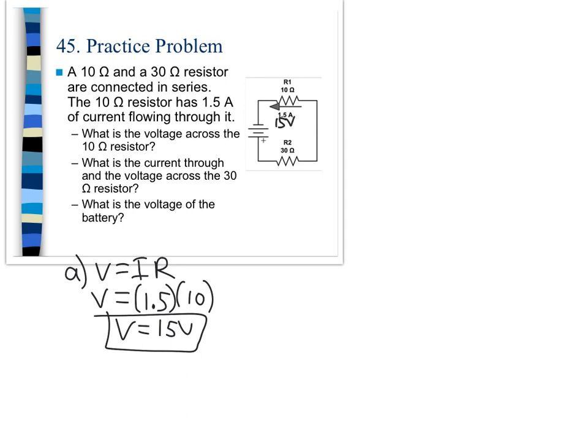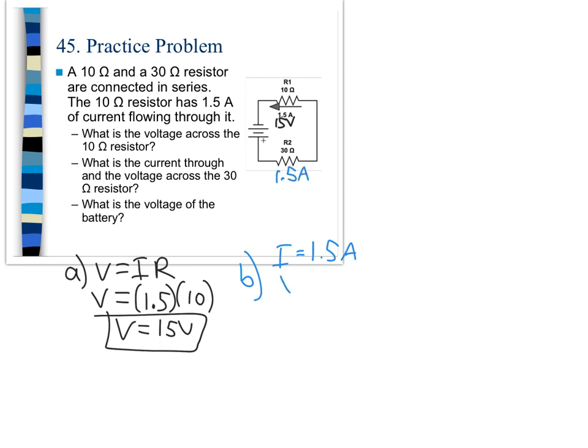So 15 volts. Next question, we want to know what is the current through and voltage across the 30 ohm resistor. And that typically is how we say that. We talk about current through a resistor and voltage across. That's just the terminology we use. My current, I know, is going to be 1.5 amps. And that's because this is a series circuit. So whatever current flows through this resistor must also flow through this one. So they will have the same current. So I can say this is 1.5 amps.